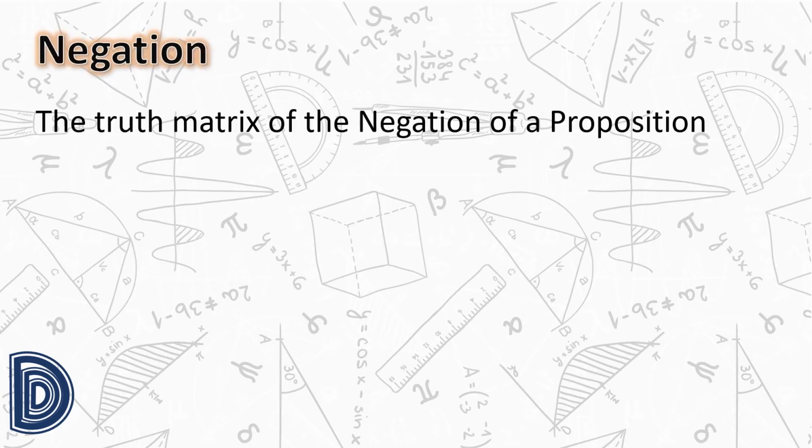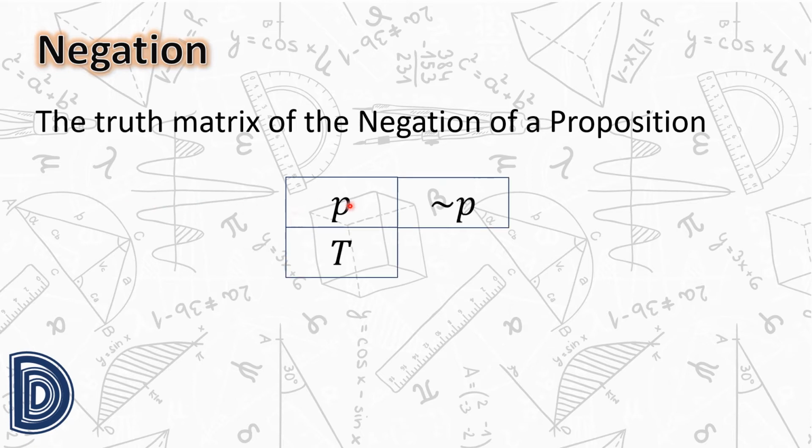The truth table for the negation of a proposition is illustrated by the following table. So we have the proposition P. If P is true, then the negation of P, or not P, is false. When the proposition is false, not P is true.